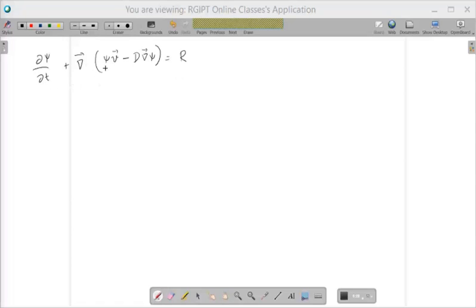What are the things here? One thing I just want to emphasize: this term, del psi by del t, remember, is the rate of accumulation. This is what we observe.